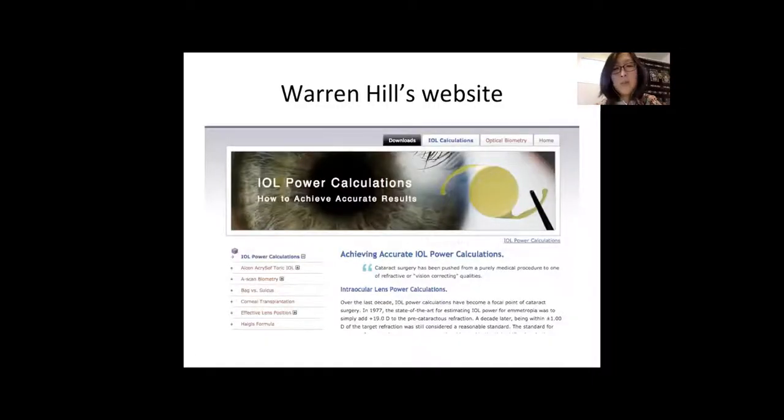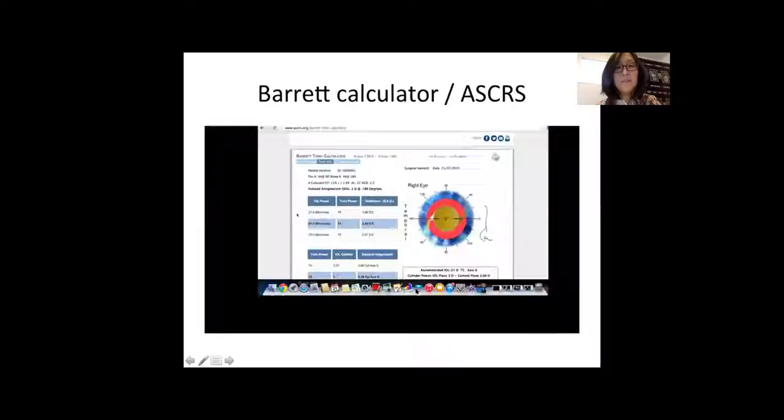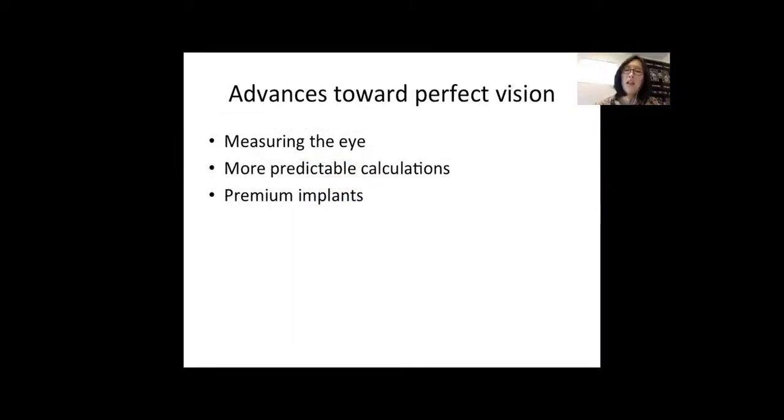This is a very good website. Warren Hill's website gives us a lot of information and can be very good for those unusual cases. And also the Barrett calculator on the ASCRS website has become very, very popular in the last year or two. And then third is premium implants.